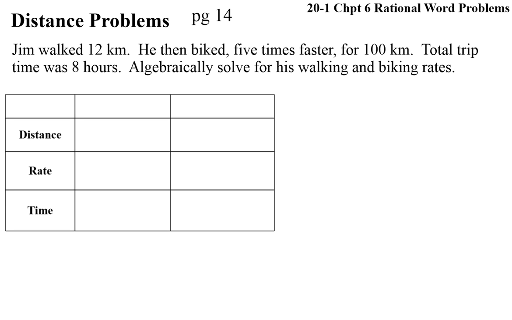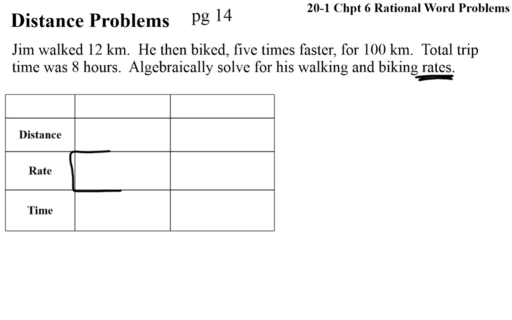Here we go with the one underneath. Let's walk through this one again together. Jim walked 12 kilometers. He then biked 5 times faster for 100 kilometers. Total trip time was 8 hours. Algebraically solve for his walking and biking rates. That's what we're trying to find.